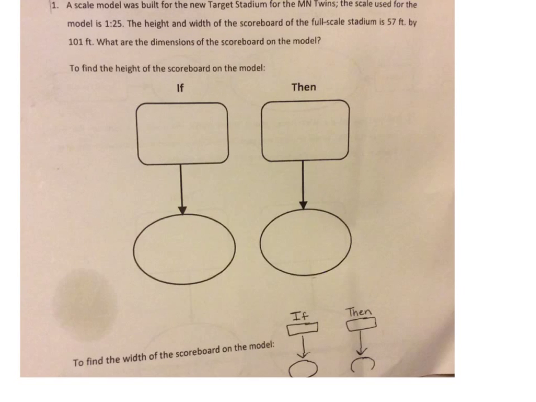The scale model was built for the new Target Stadium for the Minnesota Twins. The scale used for the model is 1 to 25. The height and width of the scoreboard of the full-scale stadium is 57 feet by 101 feet. What are the dimensions of the scoreboard on the model? Basically we have this real scoreboard, and the real scoreboard is 57 feet by 101 feet. I'm just drawing a little sketch of what the real board is. But they want to make a smaller model of this Twins Stadium or Target Center.